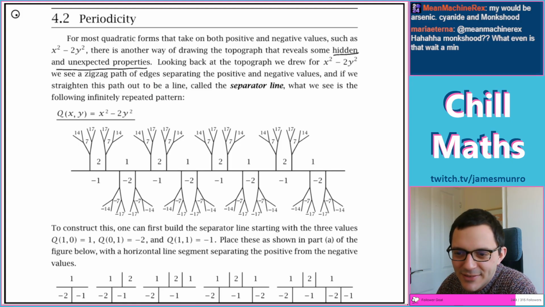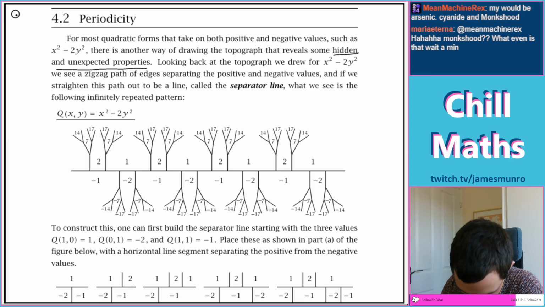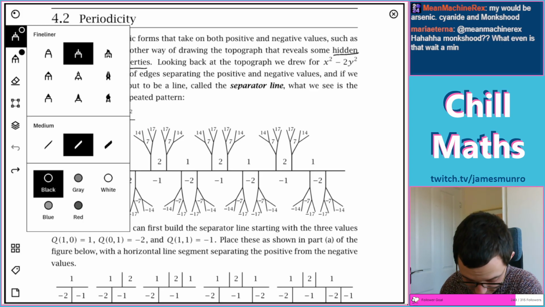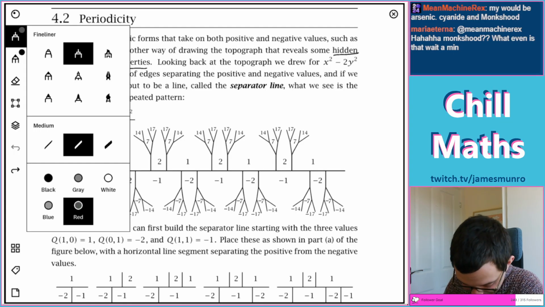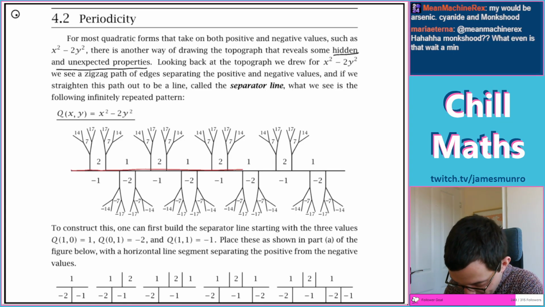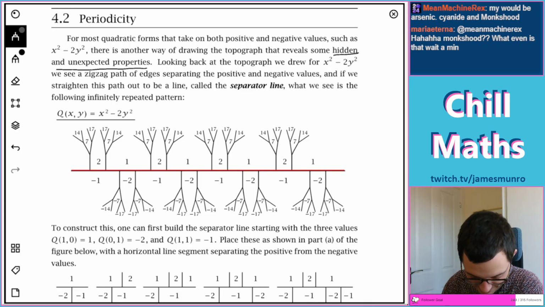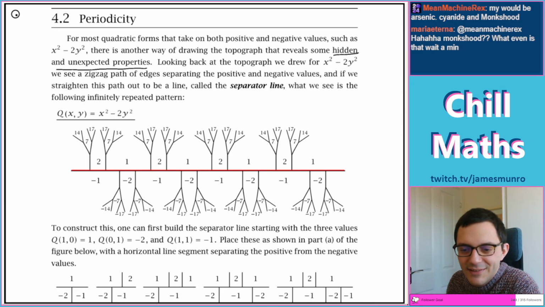looking back at the top graph, there's a separator line, which is this. I'll mark it in red here as well, I suppose. That's not red. Mark it in red here. Yes, new feature. Love it. Straight lines. Good. If we straighten out this path through a line called the separator line, what we see is the following infinitely repeating pattern.